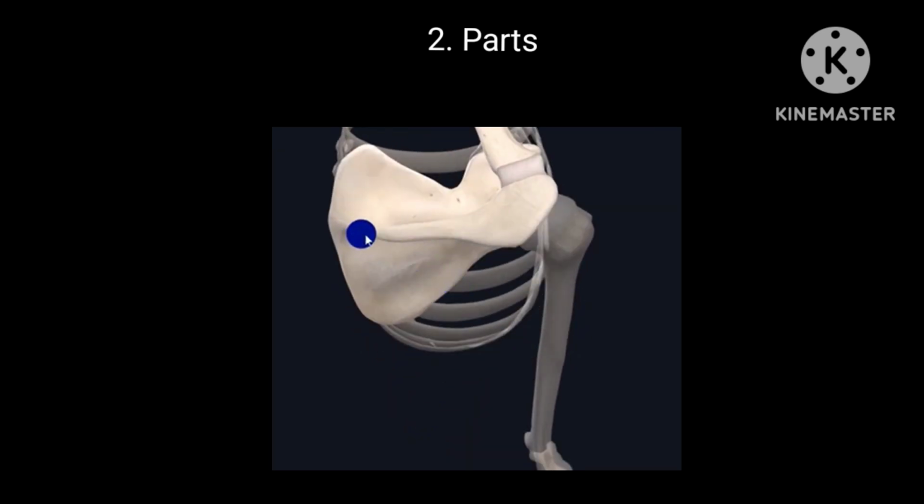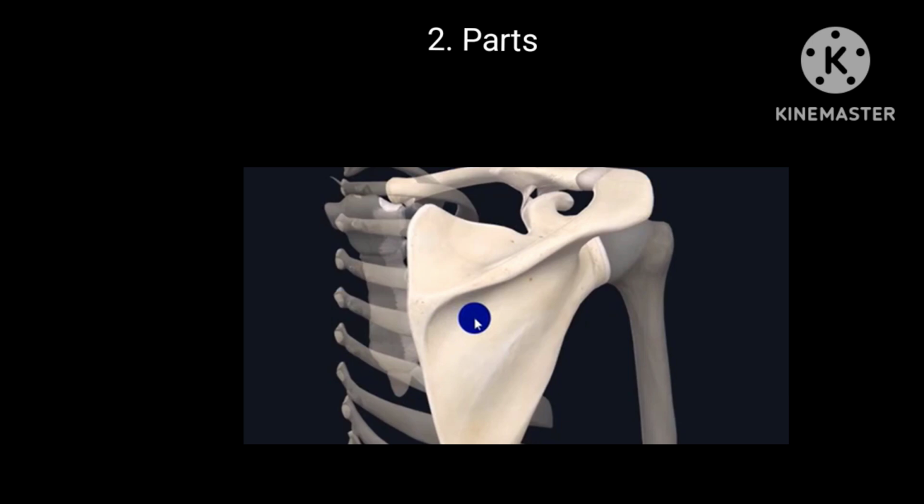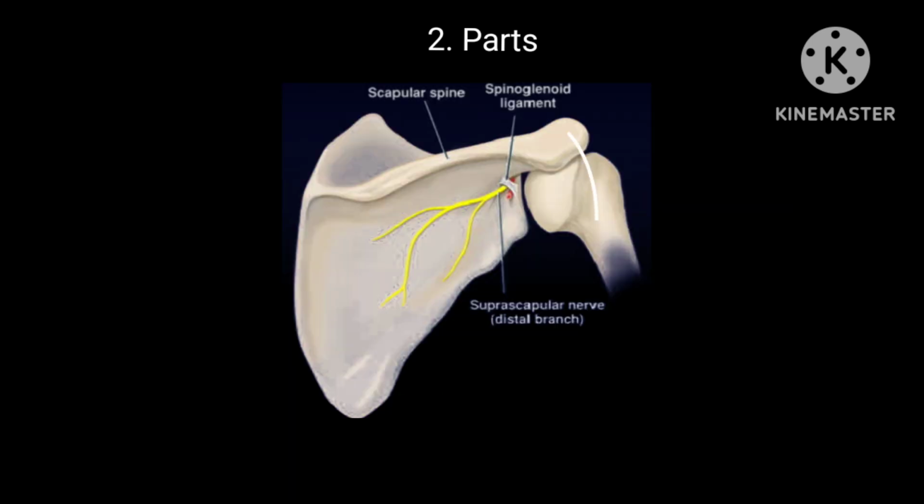Borders. The anterior border of the spine is attached to the dorsal surface of the scapula. The lateral border of the spine bounds the spinoglenoid notch, through which the suprascapular nerve and vessels pass from the supraspinous fossa to the infraspinous fossa. The posterior border of the spine is also known as the crest of the spine.